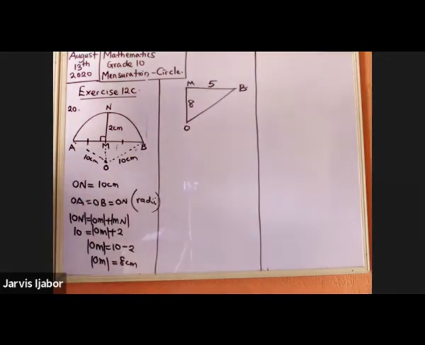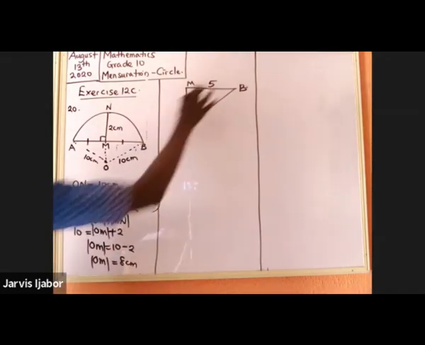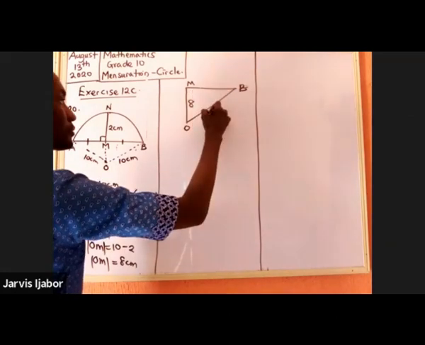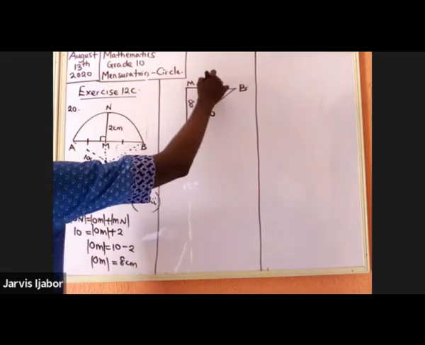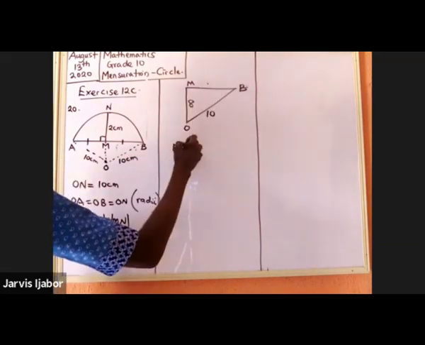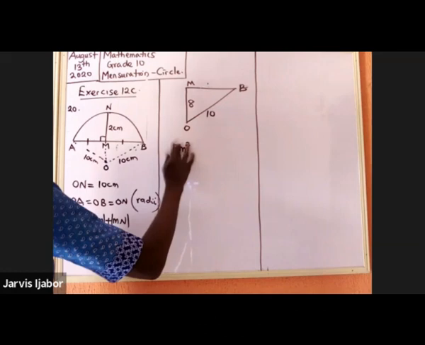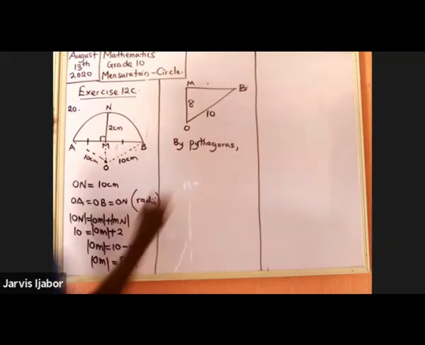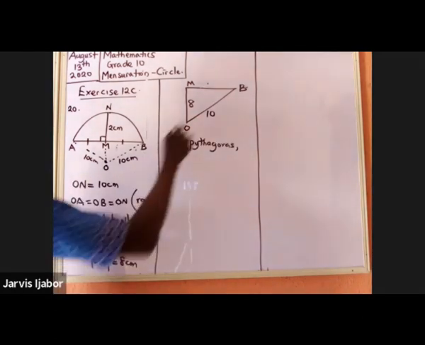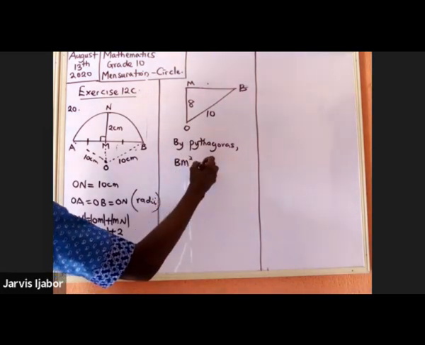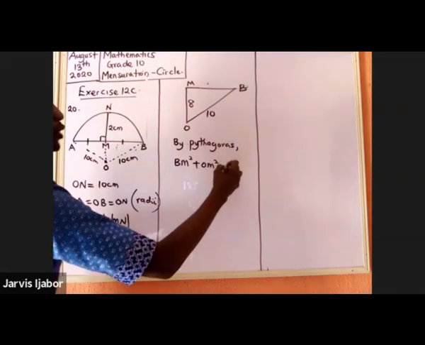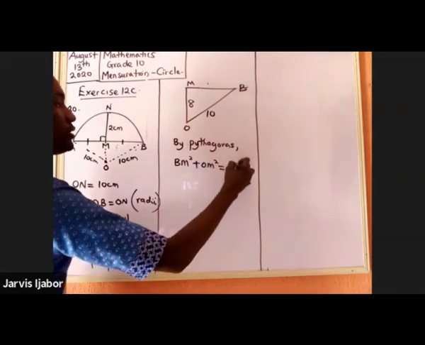You'll notice that this is now 8, and this is 5. I hope you're with me. Sorry, did I get that right? This is 10. This is 10. This is 8. So what will this one be? BM squared, or by Pythagoras. So you will see that Pythagoras is a very important concept in this area of mathematics. So by Pythagoras, BM squared plus OM squared will be equal to OB squared.